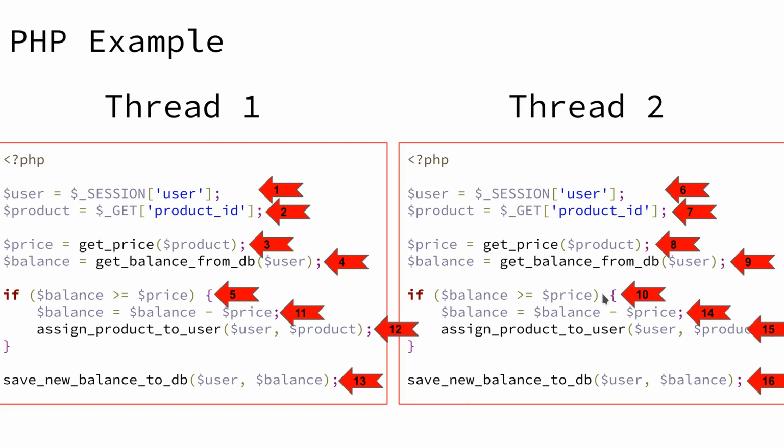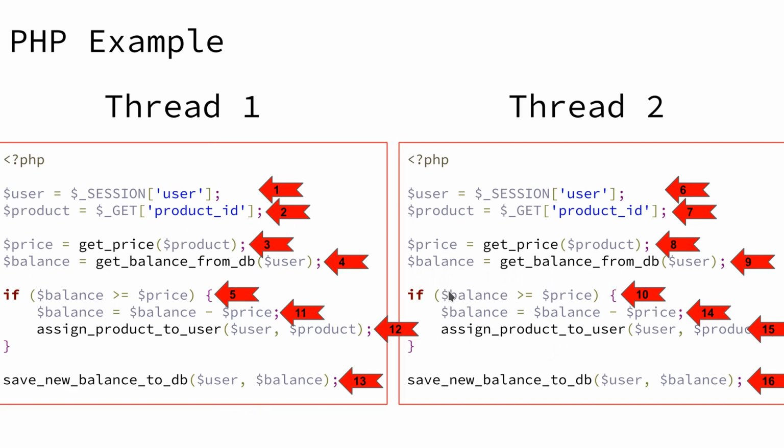Now the scheduler comes again and says, okay, it's thread 1's turn. So thread 1 calculates the new balance, which is 80 euros, assigns the product to the user, so ship the product to the user, and then it saves the balance of 80 euros back to the database. Well, now it's thread 2's turn again, and thread 2 still has a balance of 100 because it fetched the balance from the database before the scheduler interrupted it.